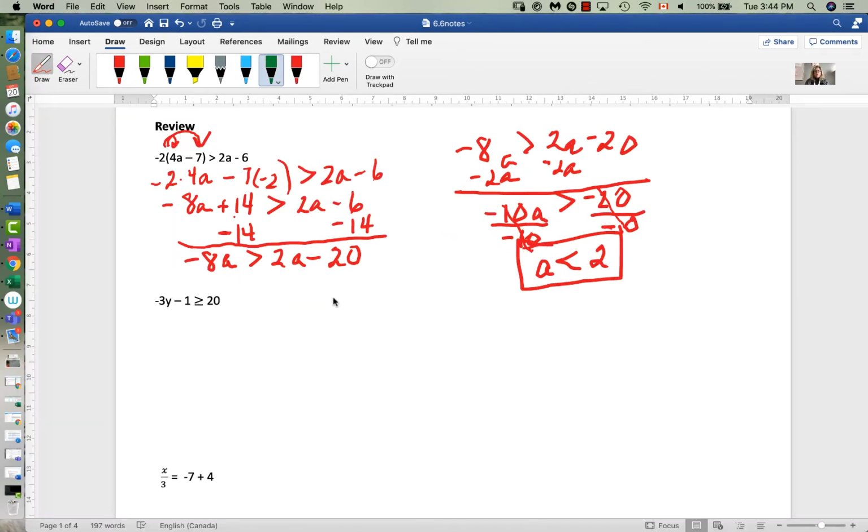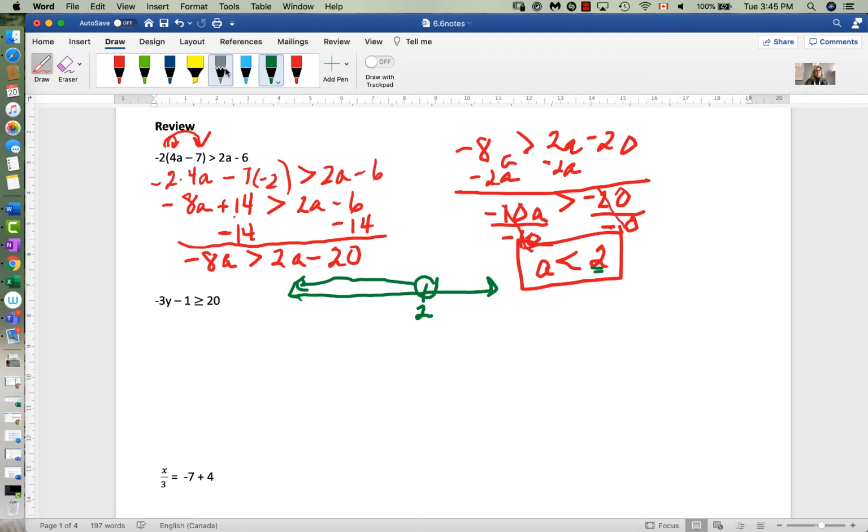So let's give it a green line here. I always like to put the number on the graph first, just to see where I am. So a is less than 2. Less than means that it doesn't include that number, and therefore you get a hollow circle. And then it goes down like that.